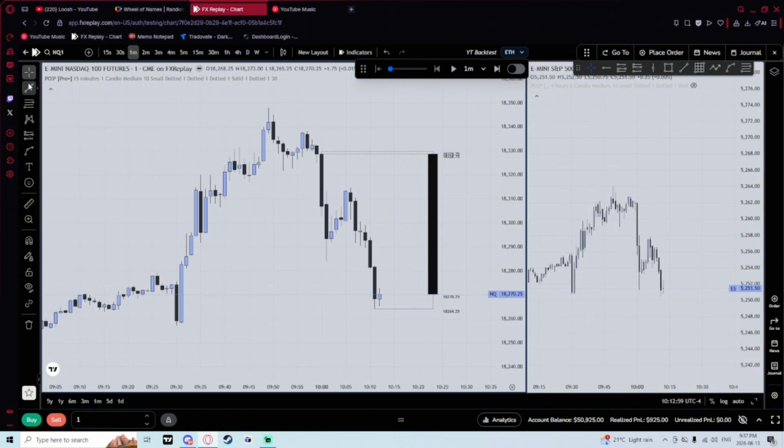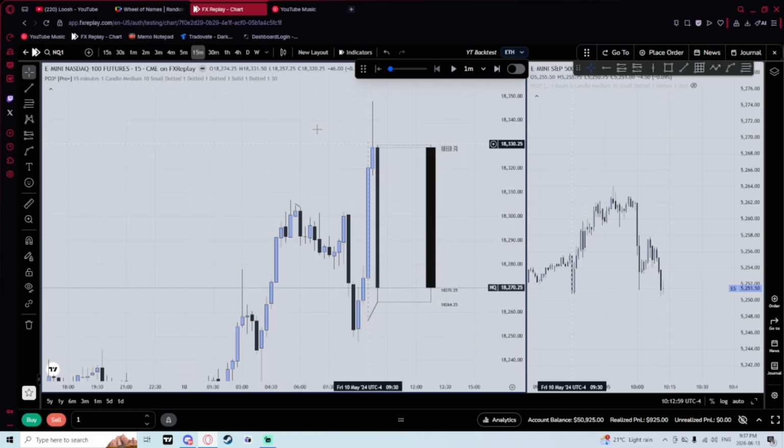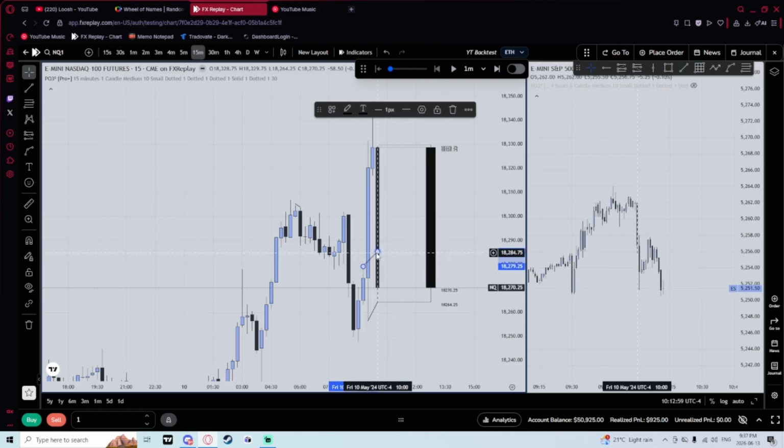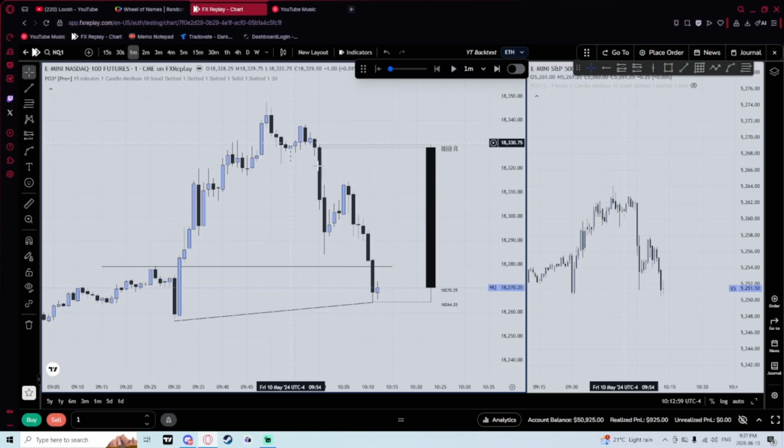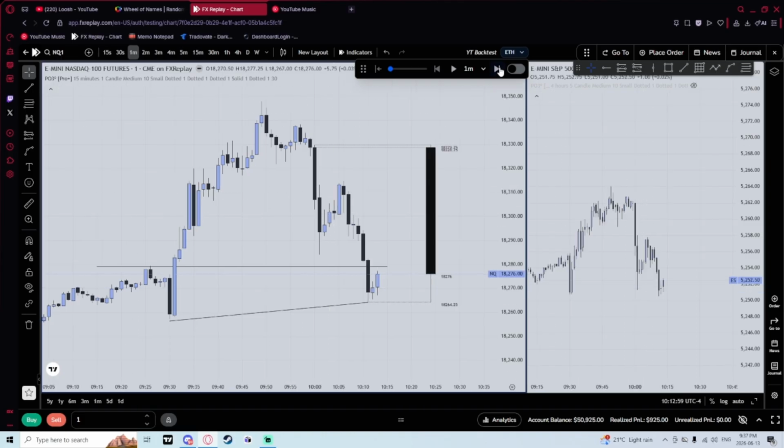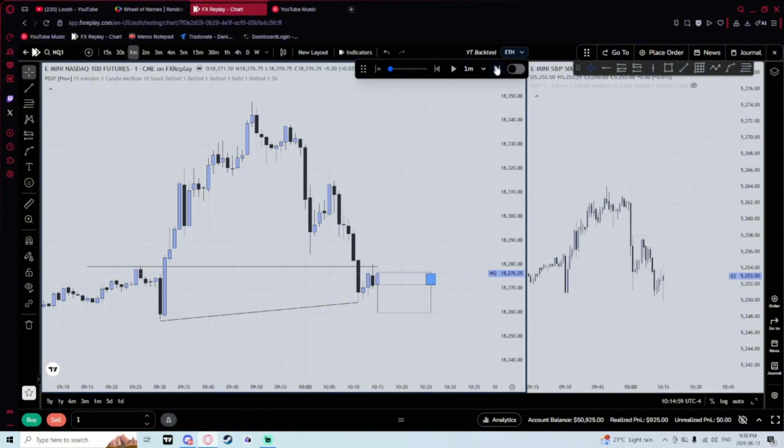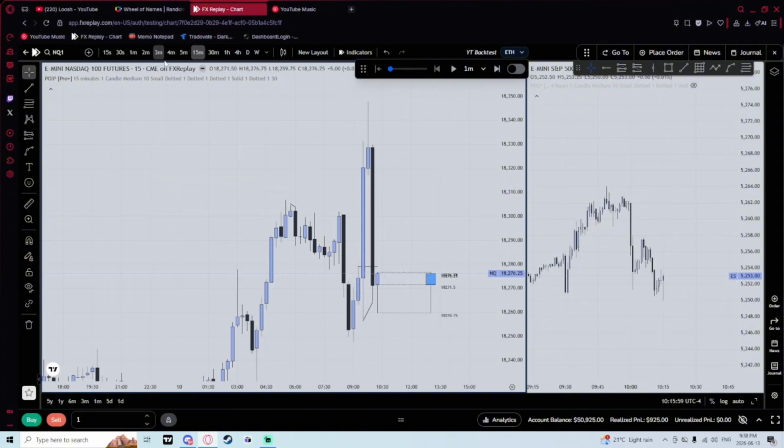So now we have an SMT. Where's the 15-minute closure? The end of the 15-minute fair value gap is right here. In the next 2 minutes, if we close above this, we can assume price wants to be higher, and if we do not, we inverse this 15-minute fair value gap.